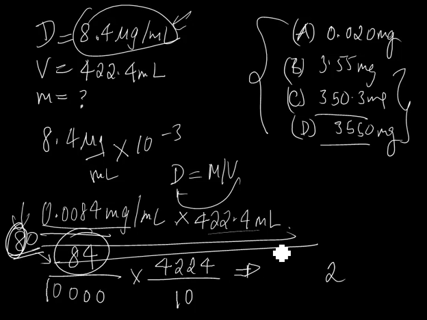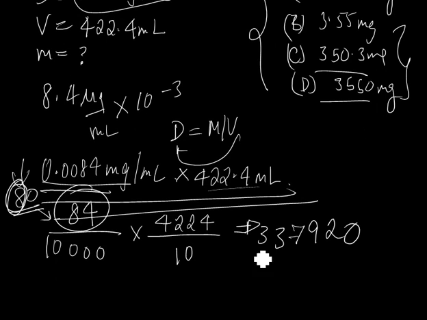8 times 4 is 32, 2 and 3. 8 times 2 is 16, plus 3, 19 and 1. 8 times 2 is 16, 7 and 1. 8 times 4 is 32, 33, and the extra 0. I cannot forget the extra 0, because if I do, I get a wrong answer.